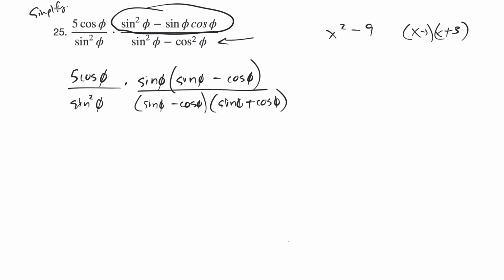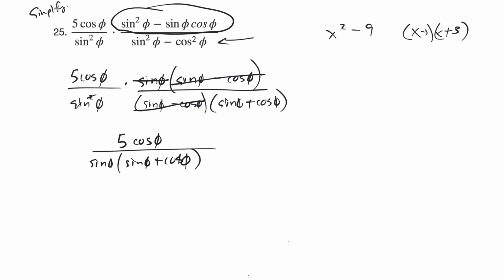Now you look to see if you can cancel things. So here's a sine minus cos, there's a sine minus cos. Here's one sine at the top, and there's two of them at the bottom, so I'll cancel one of them out. So left with up top, I'd have 5 cos, and on the bottom, looks like I have a sine, and then a sine plus cos. Whoops. And I'd probably leave it like that. I guess you could multiply, distribute that through, but I'd probably just leave it just like that.